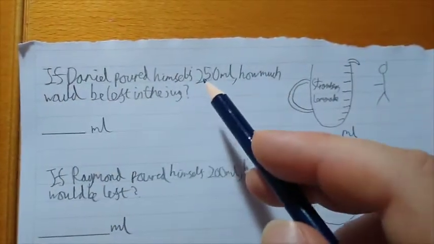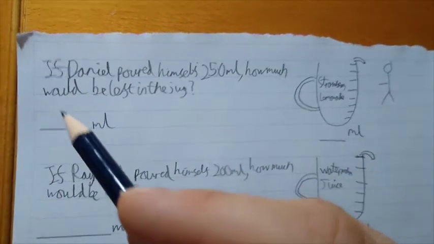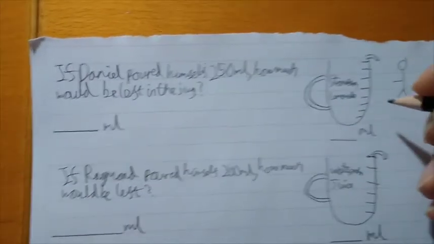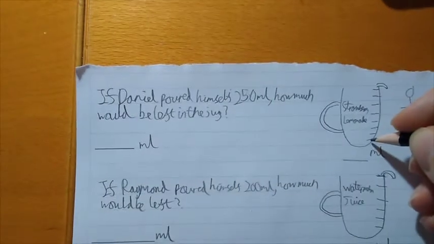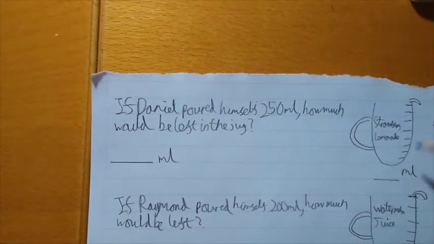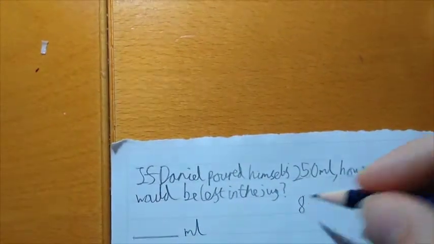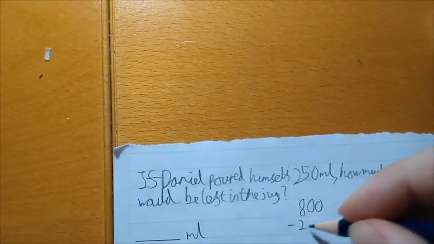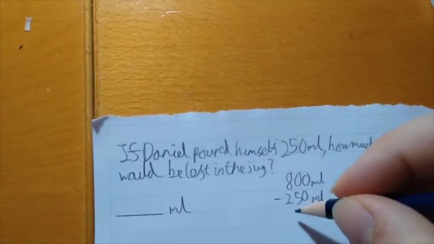If Daniel poured himself 250 ml of strawberry lemonade, so millilitres, how much would be left in the jug? Let's count how many millilitres. Remember, these dashes represent 100 millilitres. So 100, 200, 300, 400, 500, 600, 700, 800. 800 millilitres. So we're now going to do 800 minus 250. So 800 millilitres, 250 millilitres.